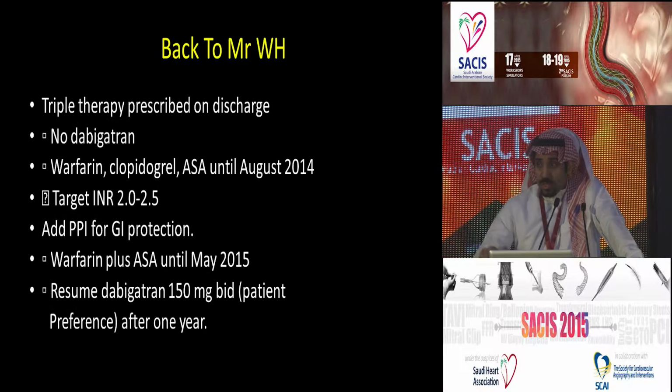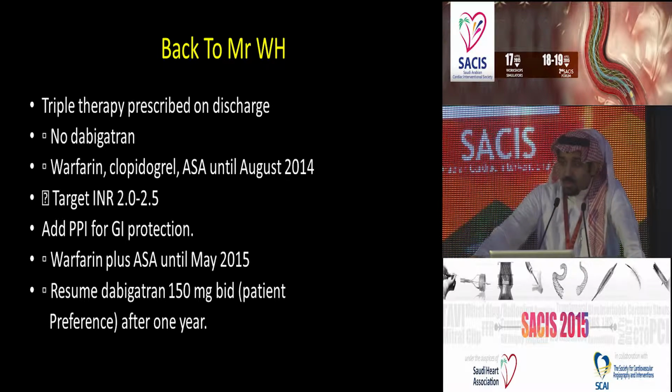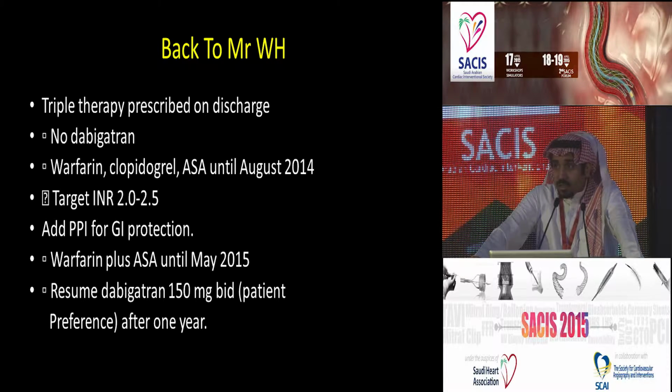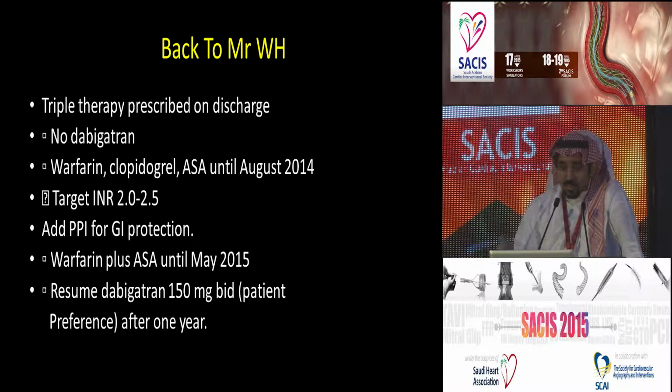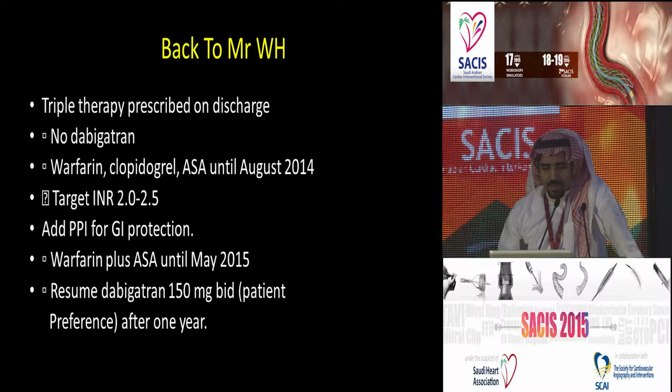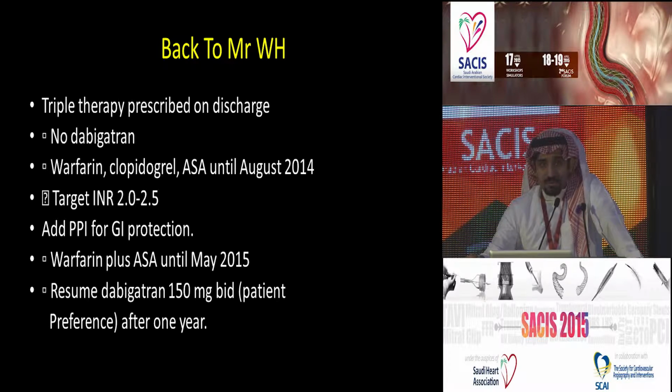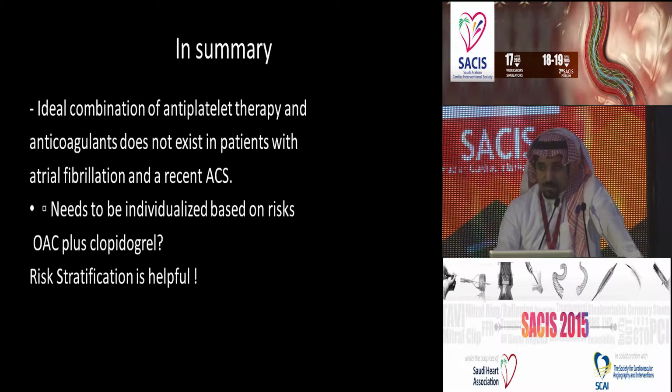So back to Mr. WH: triple therapy prescribed and discharged. We stopped dabigatran because there was no evidence. We didn't know what to do with it. Warfarin, Plavix, and aspirin until August 2014, which is about 3 months. Target INR at a low level, about 2 to 2.5. Add a PPI for GI protection if you wish. Warfarin plus aspirin until May 2015, and then resume dabigatran 150 after the 1-year landmark if the patient prefers to go that way.